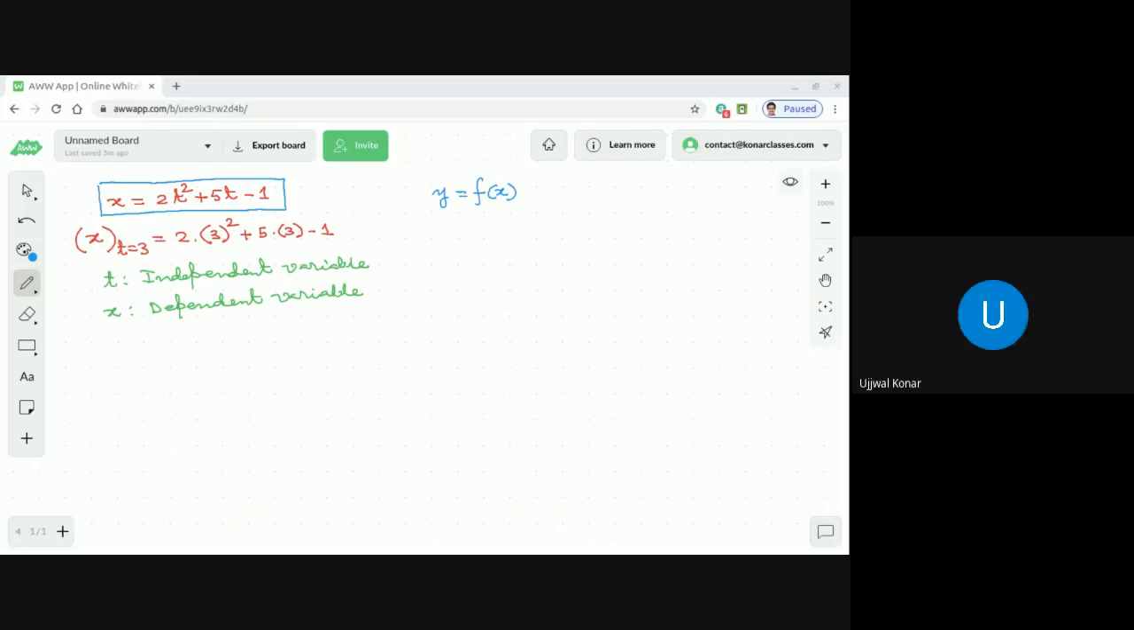About whatever you are seeing in the digital board, x equal to 2t square plus 5t minus 1. You can plot x against t, with t as the independent variable on the x-axis. The general practice is to take the x-axis for the independent variable and the y-axis for the dependent variable. So in this case, x equal to 2t square plus 5t minus 1, t is an independent variable, so you will take it in the x-axis.